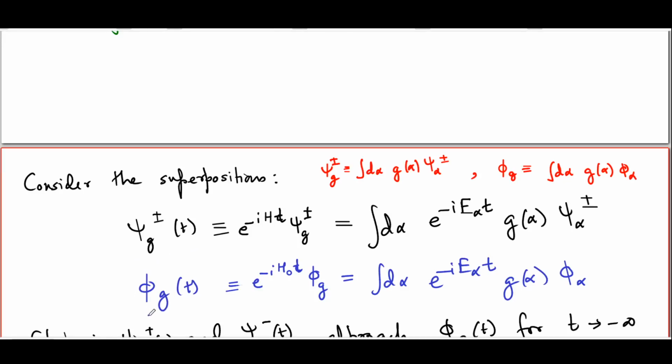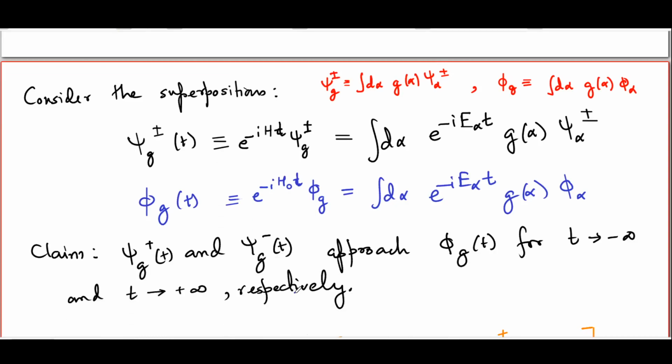We are not saying that phi g of t, for example, is a state vector which is phi g at time t equal to 0 and then evolves in time to become phi g of t in time t. This of course depends on the parameter t, but that's basically because you are looking at the state phi g from the point of view of a time translated observer. Let me stress once again, we are using the Heisenberg representation where the wave vectors do not evolve in time. Now, when we say psi plus minus alpha are actually in or out states, what we mean technically is psi g plus of t, the superposition, and psi g minus of t approach phi g of t for t going to minus infinity and t going to plus infinity respectively.